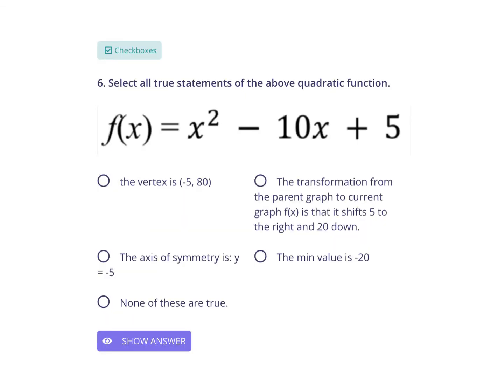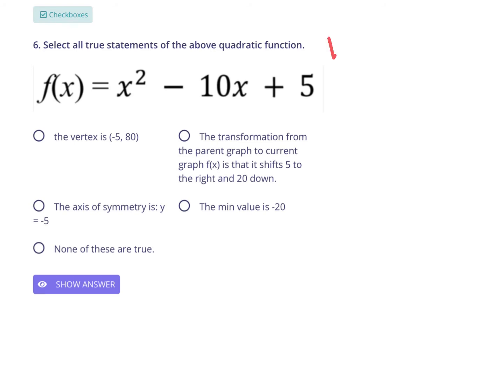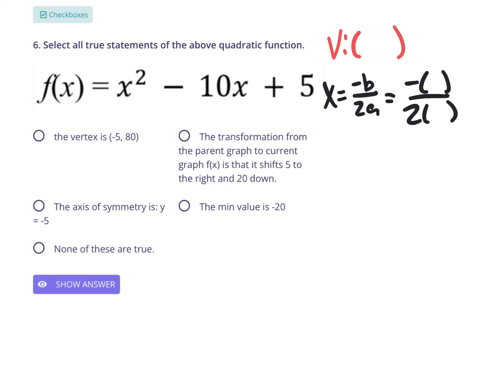Let's move on. Select all the true statements of the above quadratic function. Again, let's begin with finding the vertex. The vertex is the most important point. How do we find that vertex? We use the formula x equals negative b over 2 times a. When you use it, please use parentheses instead of those variables. Of course, the a value is 1 in this case, right? The b value is negative 10, and the c value we don't really care about unless we're talking about the y-intercepts. Anyway, let's find that x value of the vertex by plugging in the b value of negative 10 inside of the parentheses and the a value of 1 down there.